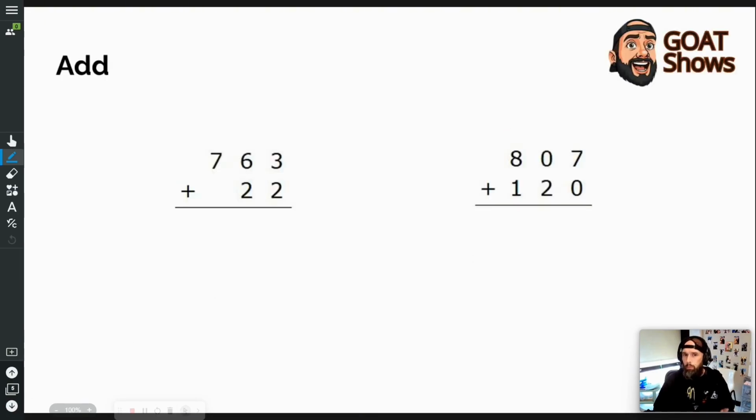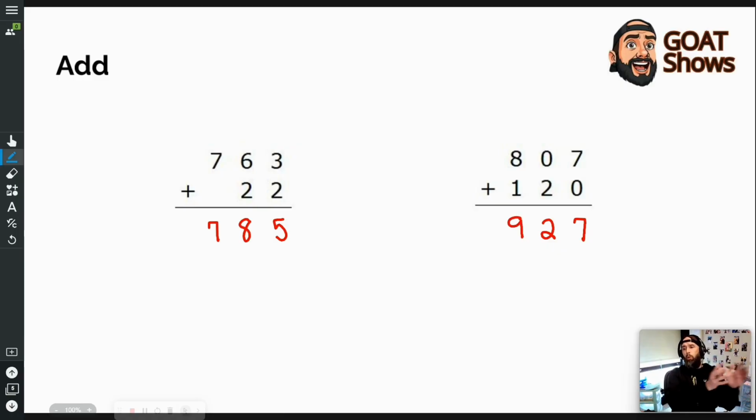Okay? Let's keep going. Go all the way to the right. Add these up. 3 plus 2 is 5. 6 plus 2 is 8. 7 plus nothing is 7. Okay, not bad. We have 807 plus 120. 7 plus 0 is 7. 0 plus 2 is 2. 8 plus 1 is 9. So nothing to carry over there.